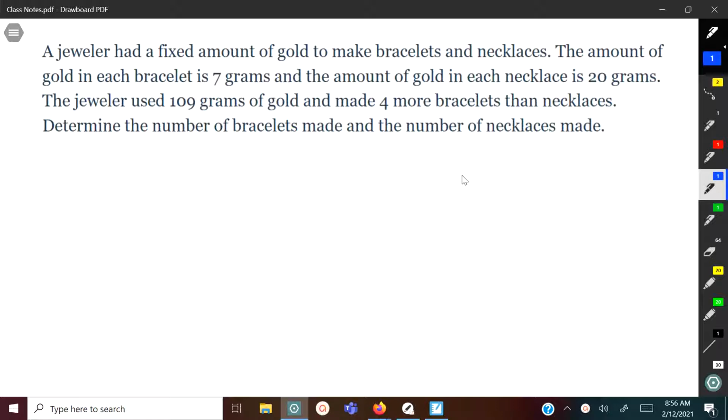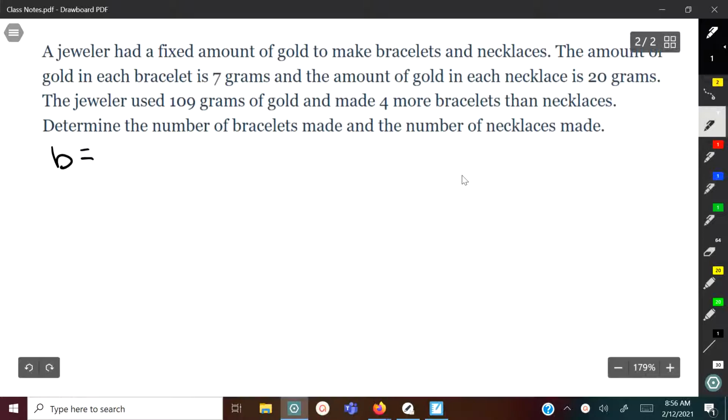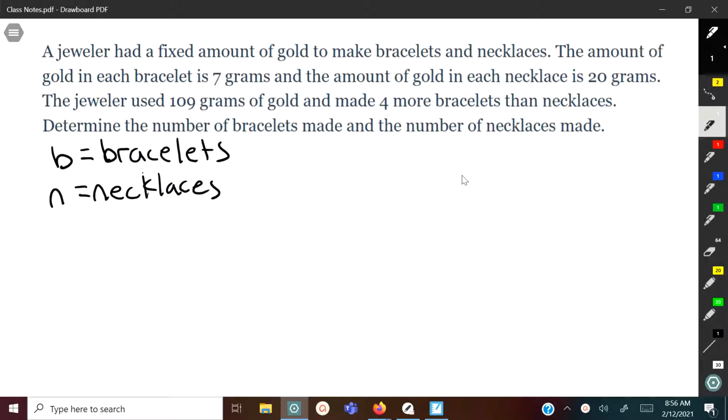First, we're going to start off with the variables. B is equal to bracelets. That's simple enough. And we're going to have N equal to necklaces. And we've got to make 2 equations.